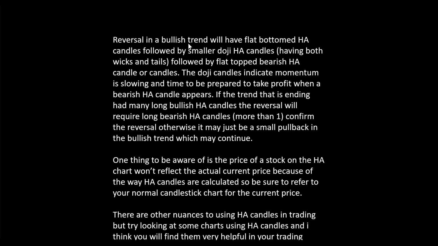Again, reversals in a bullish trend. So if you're moving up and you've got flat bottom candles, a reversal in a bullish trend will have flat bottom Heiken Ashi candles followed by smaller doji Heiken Ashi candles, sometimes both having wicks and tails, followed by a flat topped bearish Heiken Ashi candle. So you go from a flat bottom to a flat top. That's a reversal in the trend. And you'll be able to see that pretty clearly when I show you some of these charts.